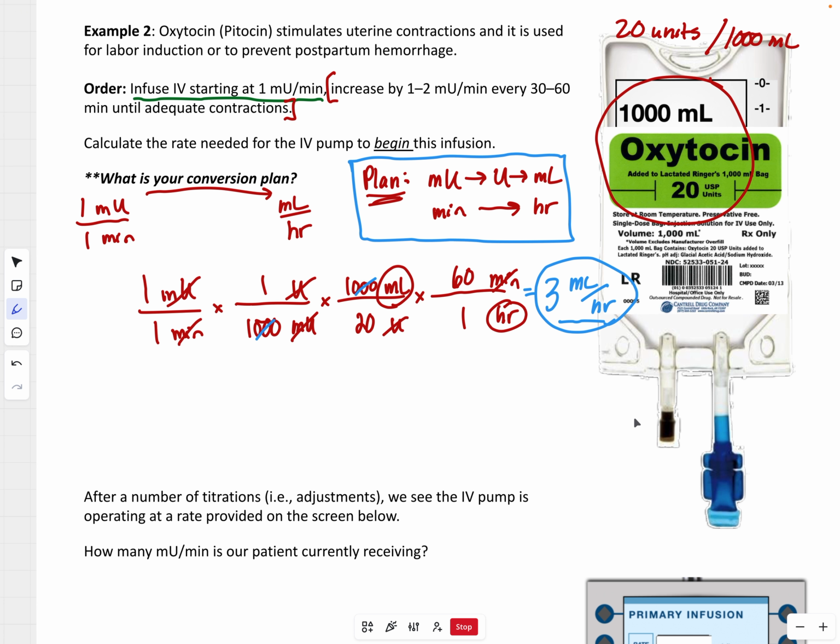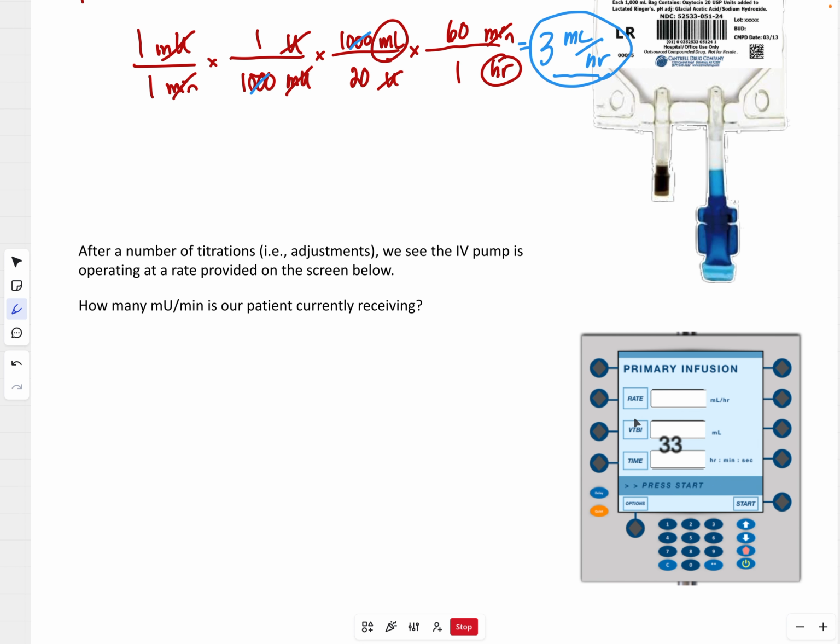We are told in the next problem that our patient, after a number of adjustments, a number of titrations, the pump is running at 33 mLs per hour. How many milliunits per minute is the client receiving? We are using the same bag that has 20 units per 1,000 mLs. We're using the same bag.